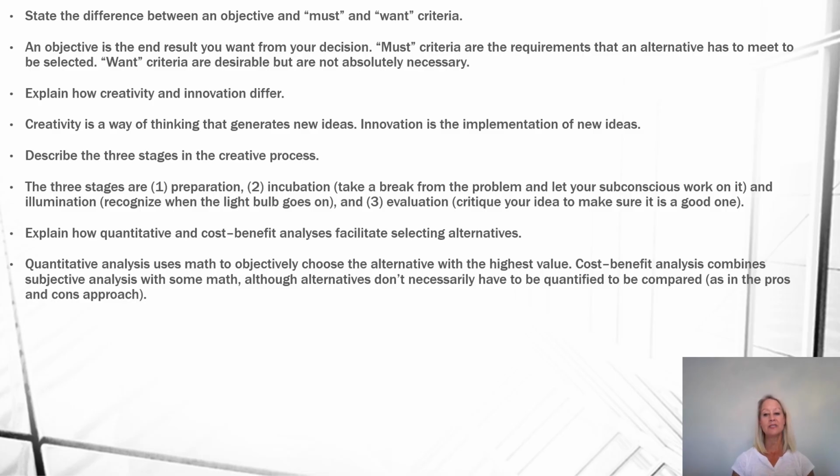And explain how quantitative and cost-benefit analysis facilitate selecting alternatives. Quantitative analysis uses math to objectively choose the alternative with the highest value. Cost-benefit analysis combines subjective analysis with some math, although alternatives don't necessarily have to be quantified to be compared, as in the pros and cons approach.